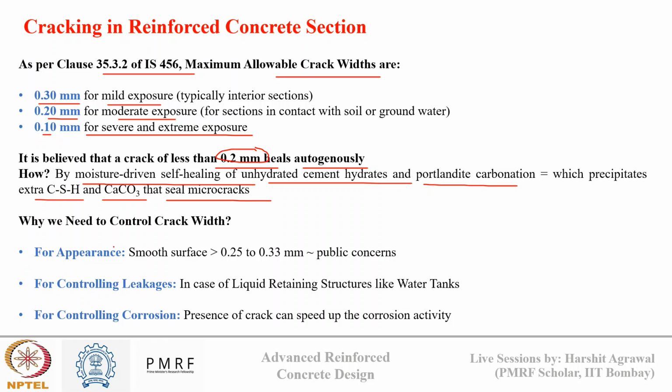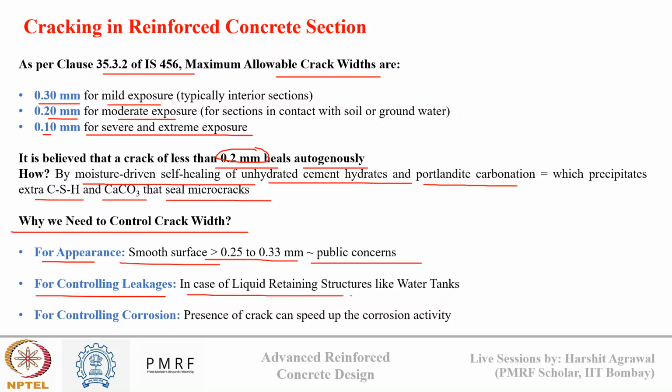However, why do we need to control the crack width? Because again, for appearance, if the crack is more than 0.25 to 0.35 mm then it doesn't look good and it will be a concern for the public. If there is cracking, there can be a problem of leakage, especially in liquid retaining structures like water tanks. And if there is cracking in concrete, there can be problems of corrosion in the reinforced concrete section.